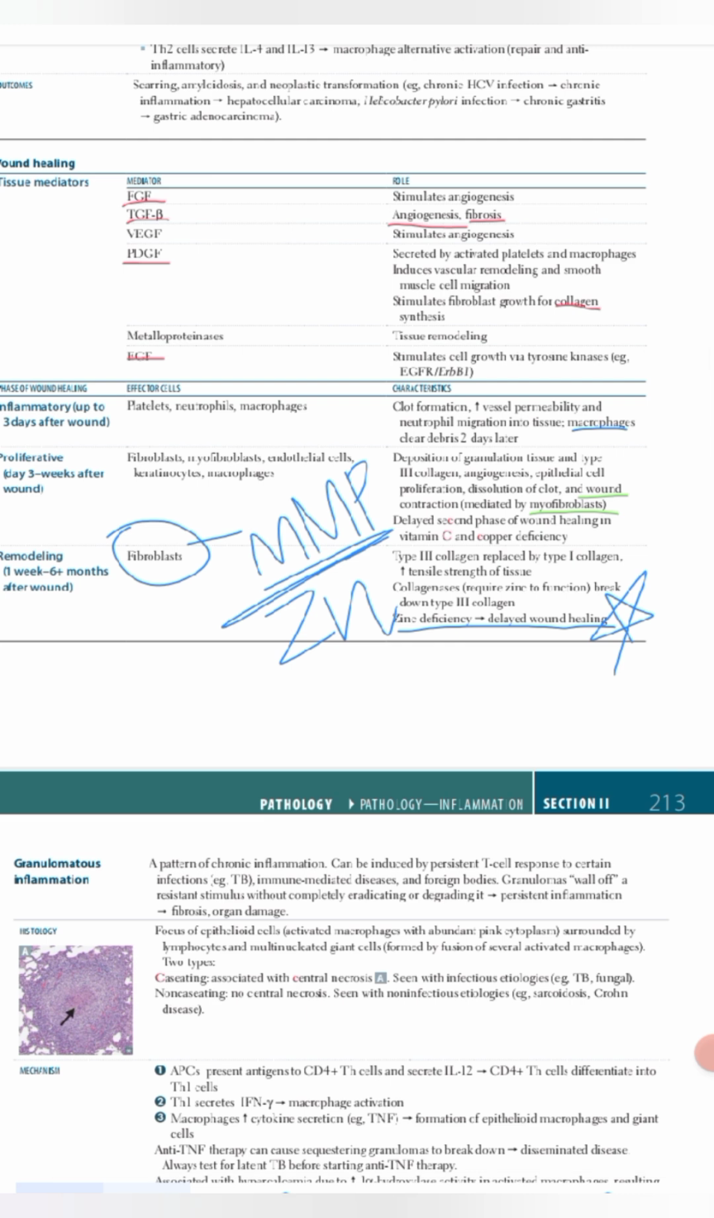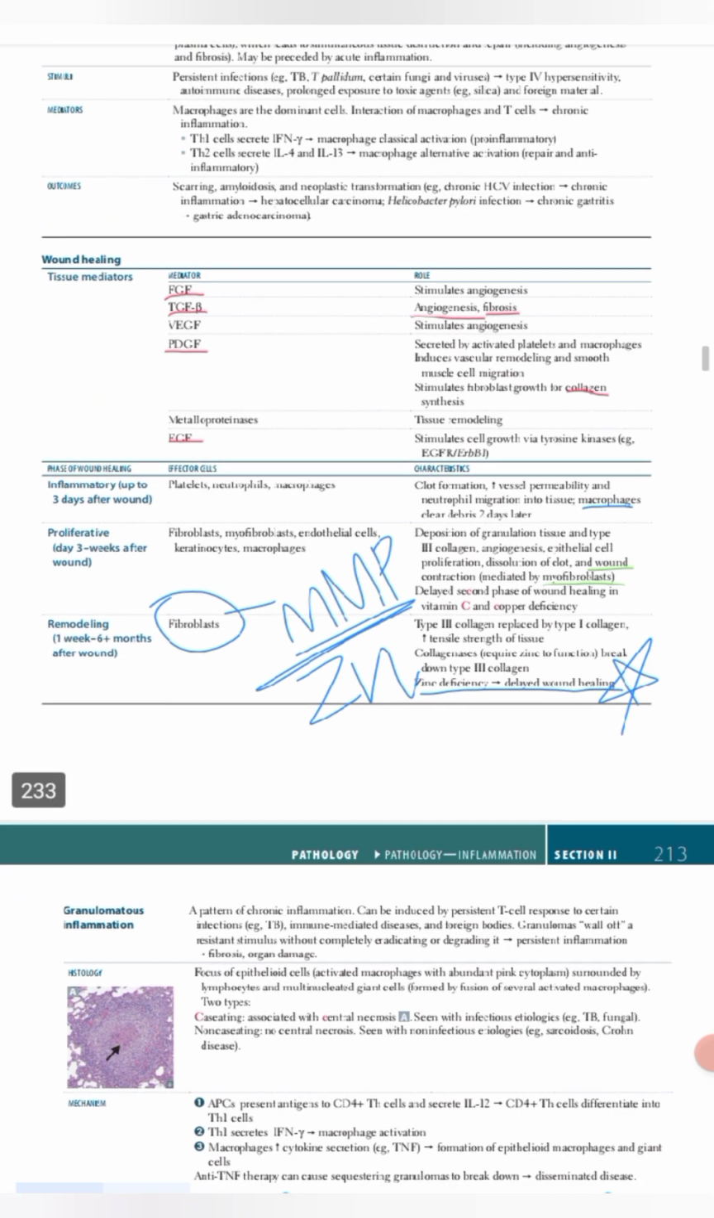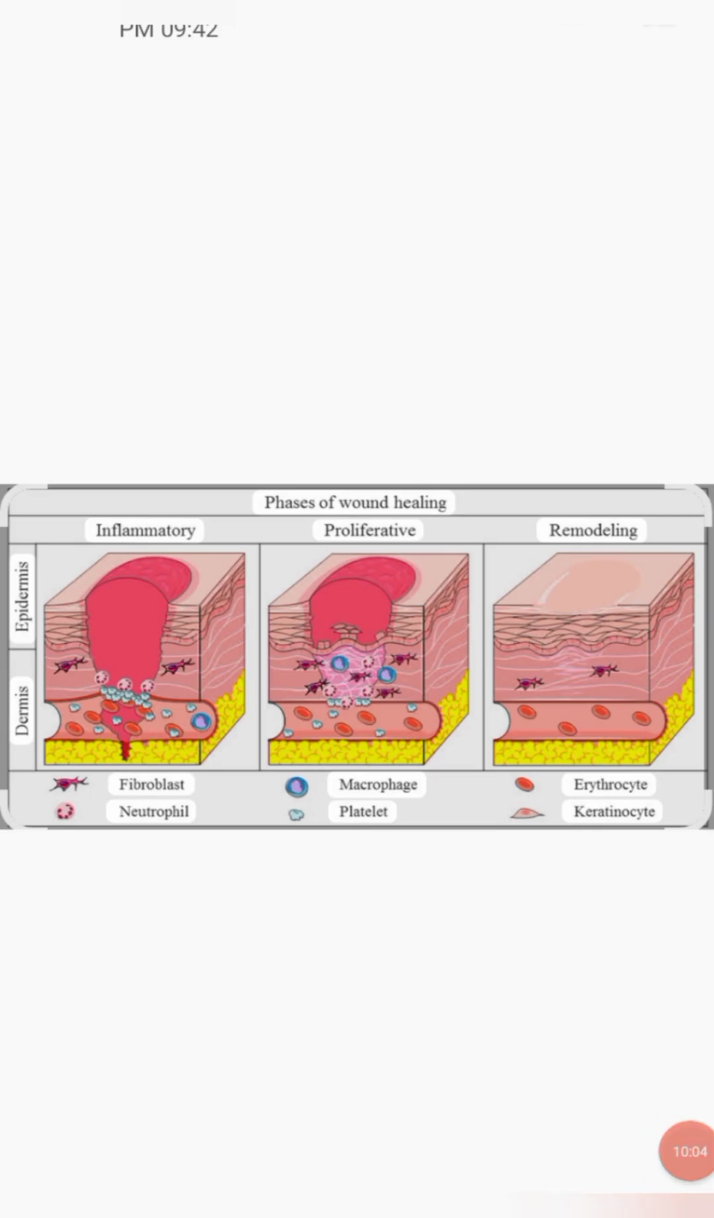Now what the metalloproteases do is that they degrade the amorphous collagen and fibronectin, and in this way they cause the degradation of collagens and other extracellular matrix components, and they do the remodeling of the connective tissue. So these were all the steps of wound healing. So these are the three phases of wound healing.